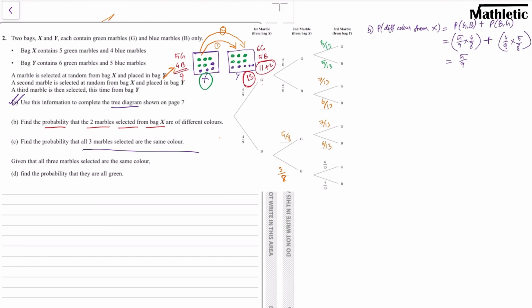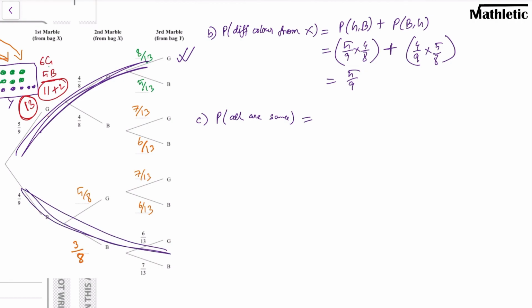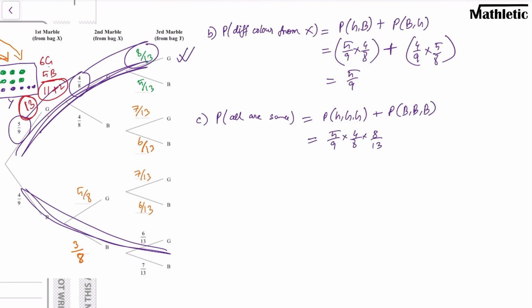Next, all 3 marbles selected are of same color. So all are same color. So either it's green, green, green as in the first branch, or blue, blue, blue. So probability of green, green and green, blue, blue and blue. So for the first branch, you need to multiply these 3 values. 5 by 9, 4 by 8, 8 by 13. Then for the blue, blue, blue, it's 4 by 9, 3 by 8 and 7 by 13.